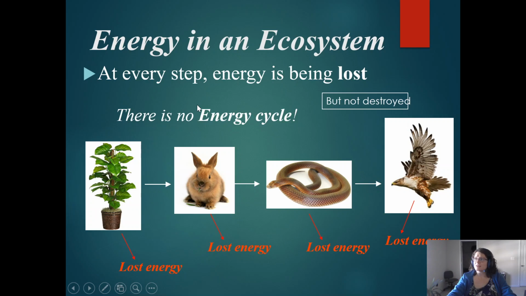There is no energy cycle. The energy starts at the sun and it ends at the hawk. And some of it's recycled. Obviously, it's not destroyed, but eventually all the energy that was in the plant will be lost to heat. And very little of it will end up back in other plants.